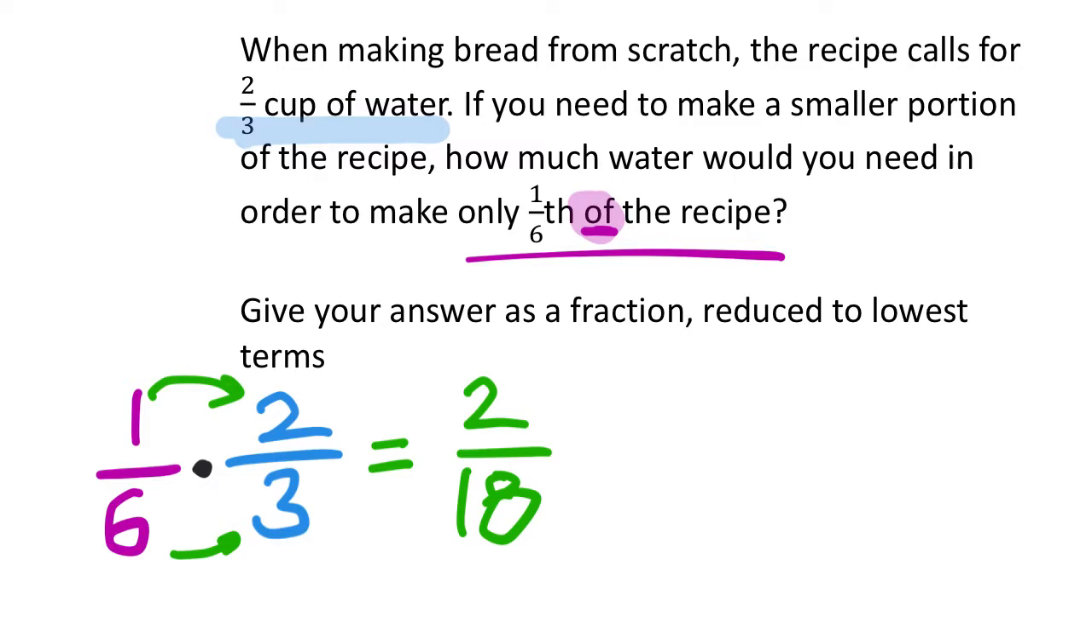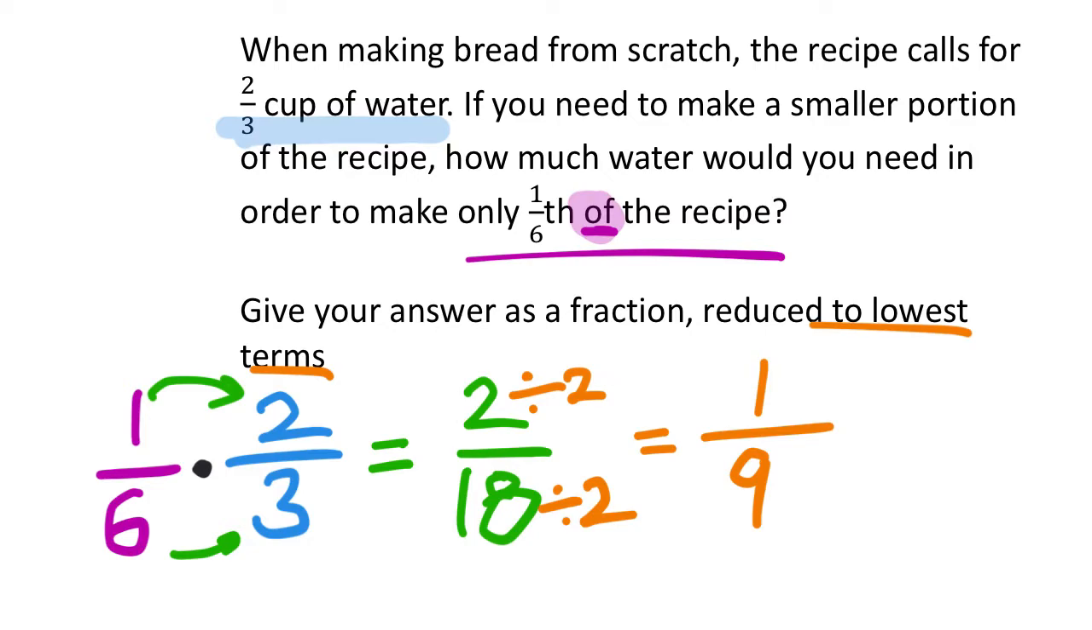Now, if you can simplify these, you should. And this one, it told us that we should. So I'm going to reduce this to lowest terms. I know 2 and 18 are both divisible by 2, because in the ones place we have even values. So 2 divided by 2, my new numerator, is 1. My denominator, 18 divided by 2, is 9. That wasn't a lot of work, but it was some work, okay?